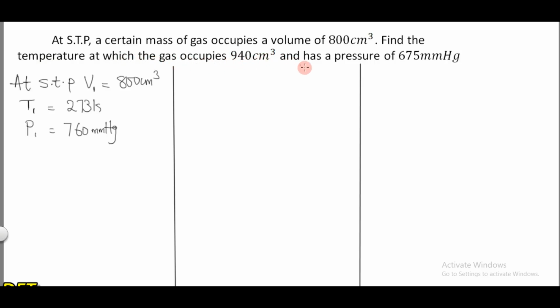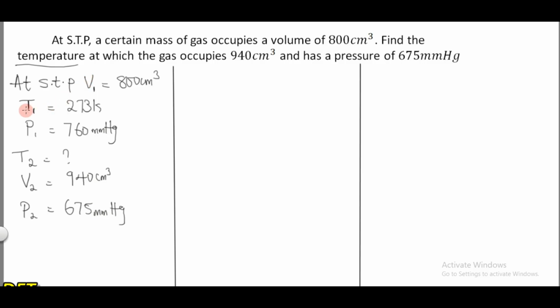Then find the temperature at which the gas occupies 940 centimeter cube and has a pressure of 675 millimeters of mercury. So what we're looking for is temperature, so our T2 is unknown. The gas occupies 940 centimeter cube, so our V2 is 940 centimeter cube. It has a pressure of 675 millimeters of mercury, so our P2 is 675 millimeters of mercury.